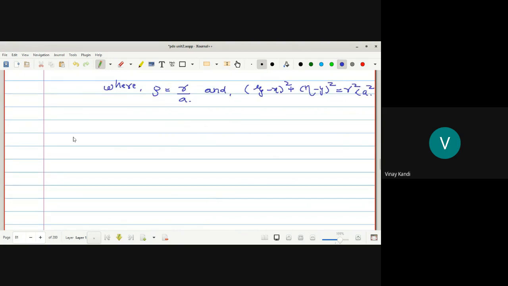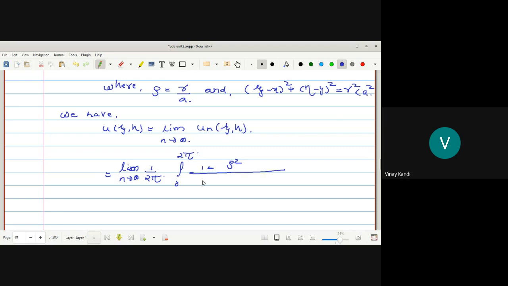Okay, therefore we have u of xi eta is equal to the limit of n tending to infinity of u_n of xi eta, which is equal to 1 upon 2 pi integration of 0 to 2 pi. Put the value of u_n here. Limit as n tends to infinity of 1 minus rho square divided by 1 minus 2 rho cos theta minus tau plus rho square, into u_n of tau.